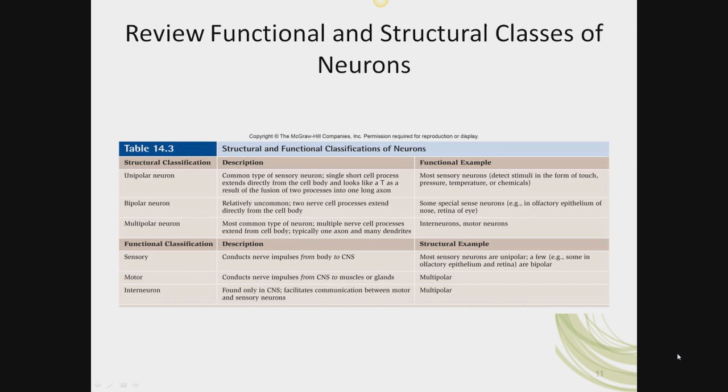So here's a nice chart that shows the structural and functional classifications of neurons. Structural meaning how many dendrites do they have? How many extensions from the cell body do they have? Is it unipolar, bipolar, multipolar? Functional classification means which way is it carrying the action potential? To the central nervous system? Away from the central nervous system? Or is it the neuron that has to integrate between these two neurons, retrieve the information, and then send an appropriate output command? That would be the job of the interneuron.